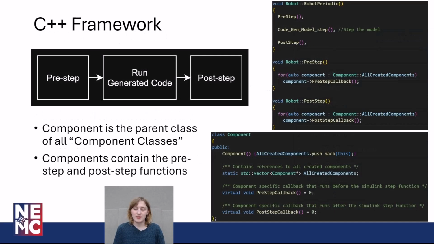To make the C++ not need constant upkeep, we use a made-up thing called a component. When the class component is inherited, it makes the programmer create a pre-step and post-step function for the child class. When instantiated, these objects are pushed back to a dynamic array and called every 20 milliseconds in the robot's periodic. This means that there is no connection of components directly, and they can be run in any order. Components only interact with Simulink interface and robot.h when they are instantiated.